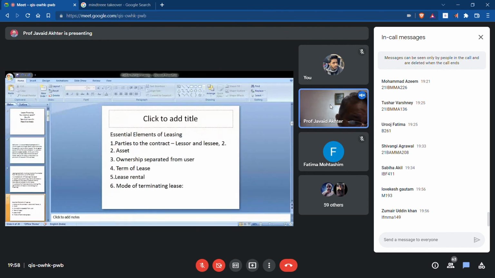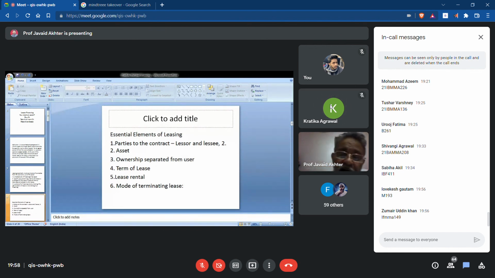I'll repeat. A is owner of an asset, that is lessor. He gives this asset to B, that is lessee. From the accounting point of view, has it made any difference or not? Yes, sir. It has made a difference. That is why in order to calculate, we must know its concept. Only then we will be able to make the calculations.